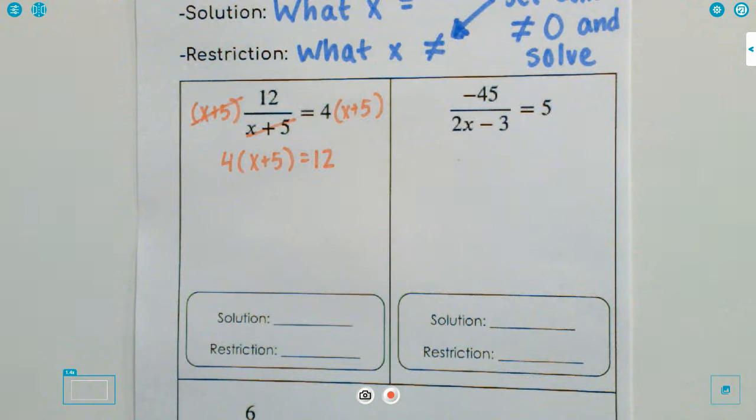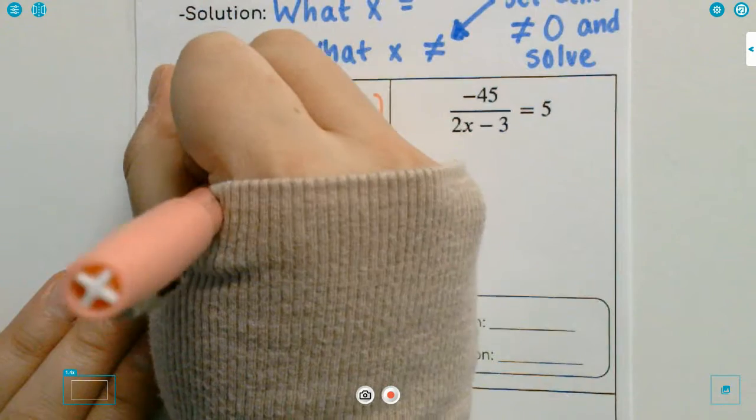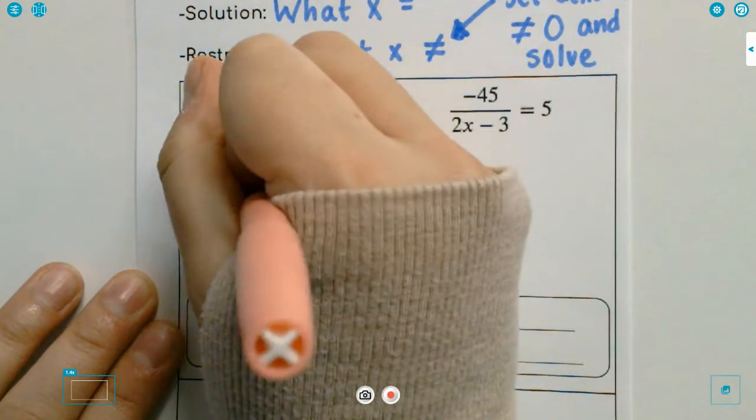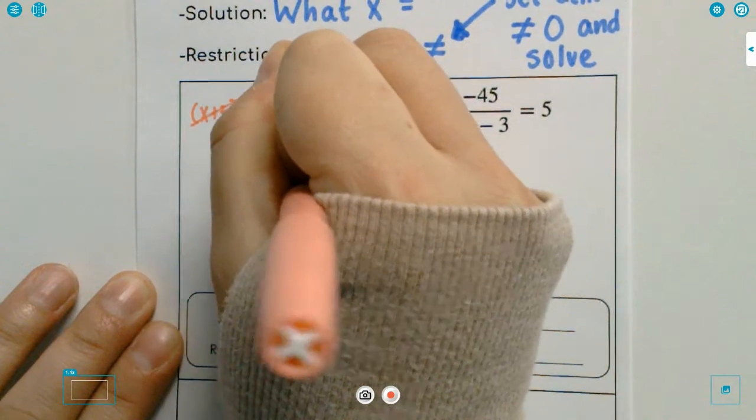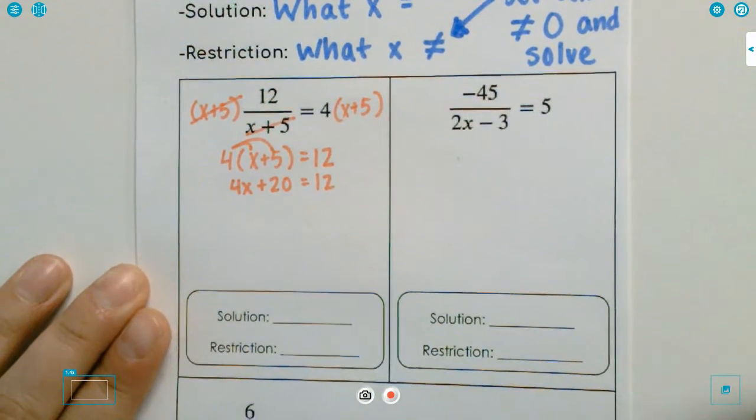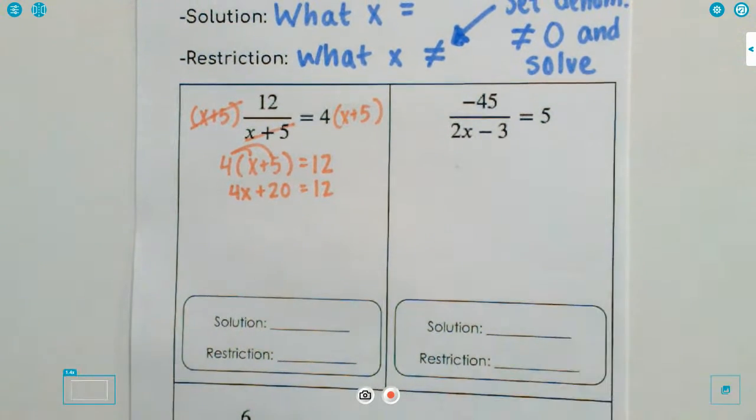It's just math. Okay. Then from there we can solve. We know how to solve an equation like this. So that first step is new, but after that first step, we know how to solve an equation like this. We're going to do 4 times x, which is 4x. 4 times 5 is 20. Equals 12. So I just distributed there. I didn't really write it out.